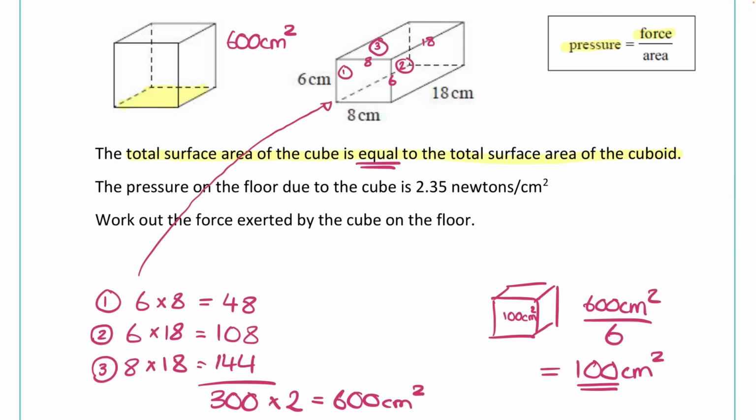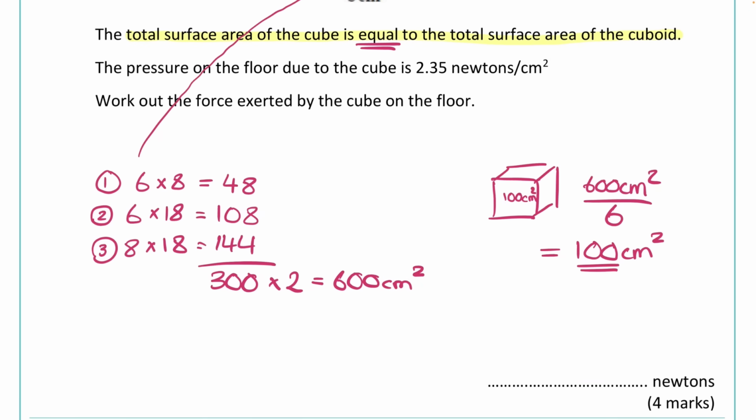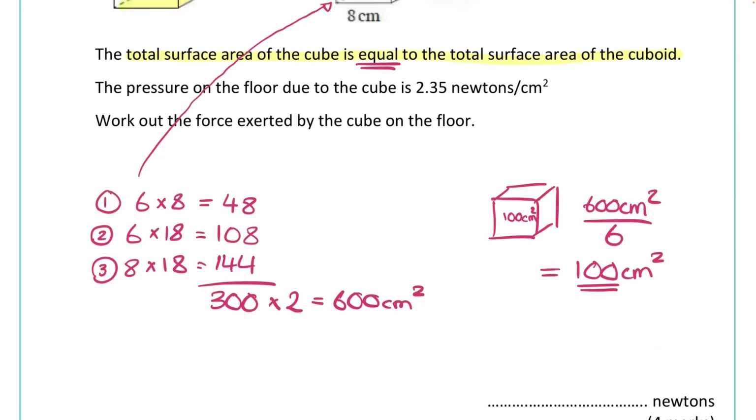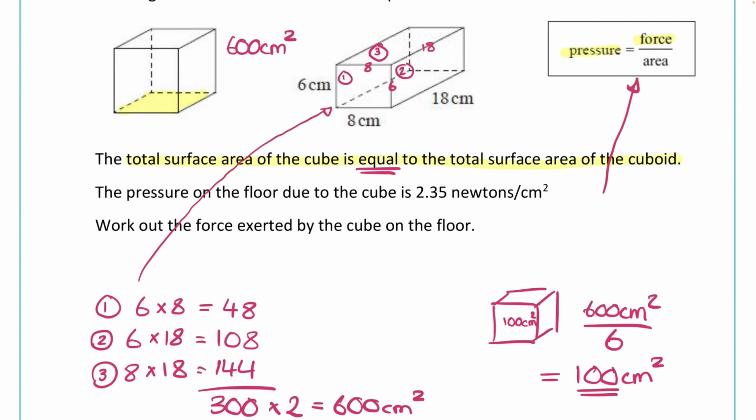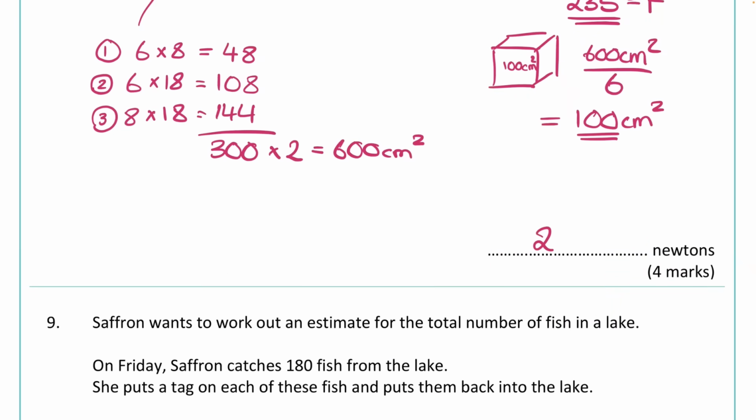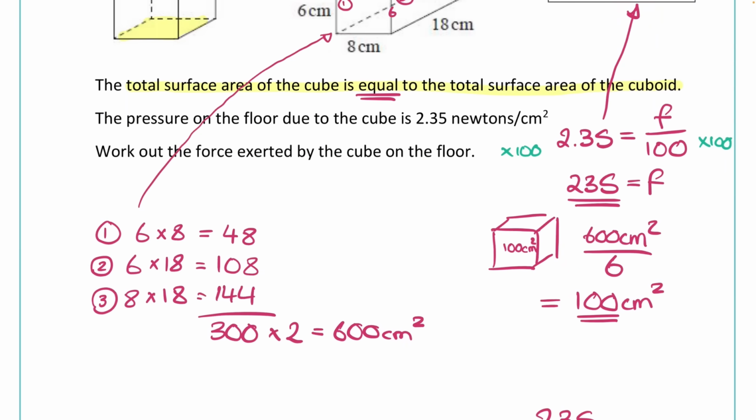We now have the area of the base, so we can put our pieces into place. We have the pressure, which is 2.35. We'll use our formula here. So 2.35 is equal to the force over 100, the area, and we just need to rearrange that, so times both sides by 100, and we get that 235 is equal to F, and that is our force. So our force there is 235 newtons. So a relatively nice one.